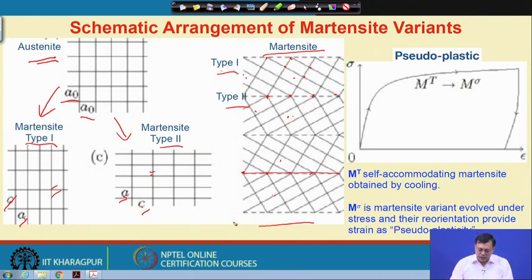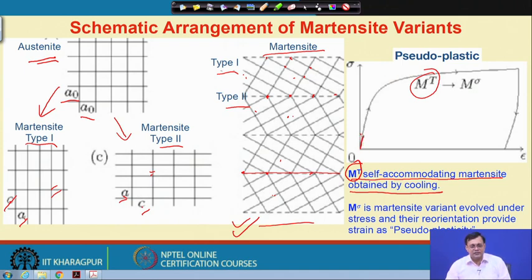Now, if we take a material with such a microstructure of martensite, which has two different twin variants, then the martensite which has formed during cooling, we call it self accommodating martensite obtained by cooling, which is represented with MT. We have taken MT and we started giving some stress. So, some stress has been given, meaning some strain will be generated, and if we keep increasing it, this self accommodating martensite transforms into M sigma.